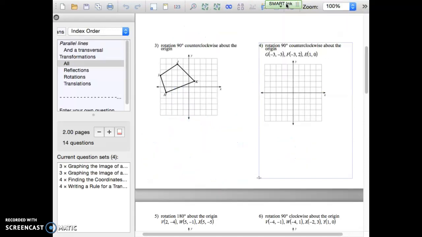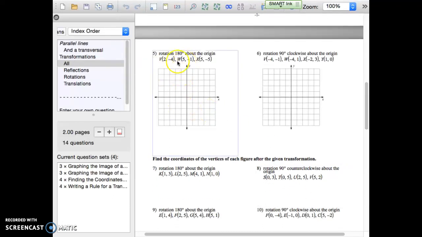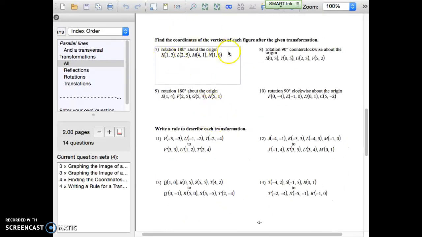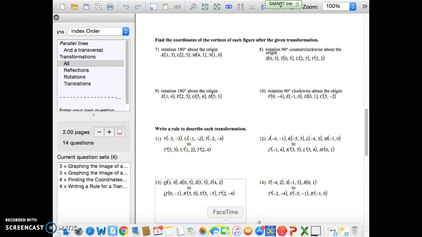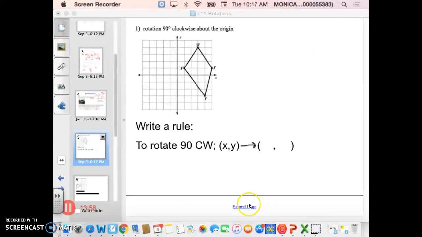Let's see where we're at. For the rest of the problems, it's the same situation, but they've given the coordinates for you. Down here, you don't actually have to graph. You just have to follow the rule. And for 11 through 14, you're simply looking, what happened to my coordinates? Did they flip-flop? Did they change sign? Is it a 90, a 180, or a 90-degree counterclockwise?